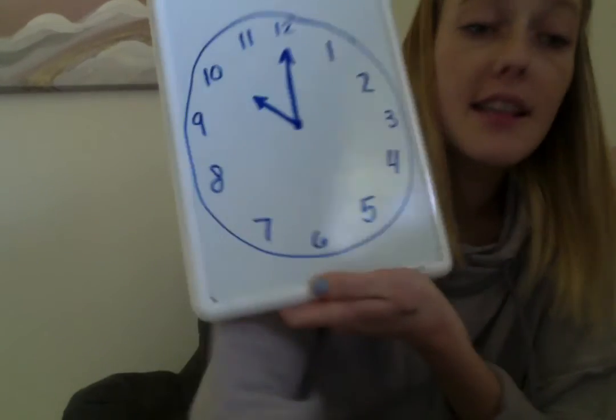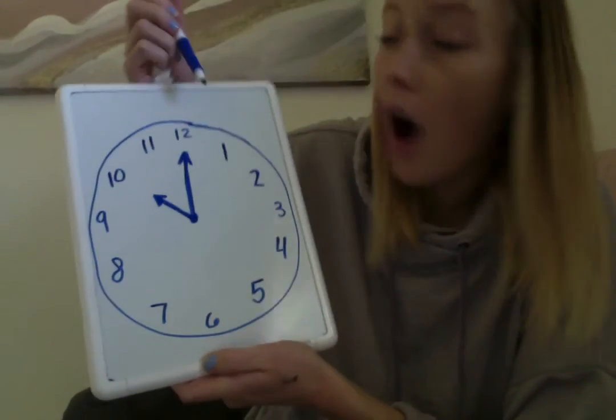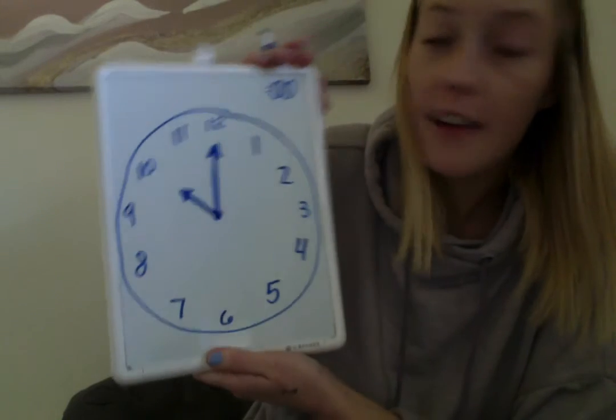My long hand is pointing up at the 12. So my minute hand is pointing at the 12. So you guys should know that that means this is on the hour. So you are going to color this one in. It is something o'clock.